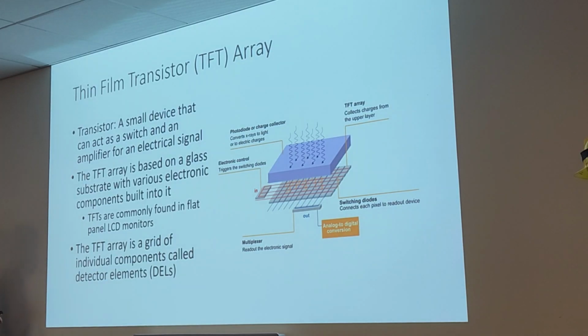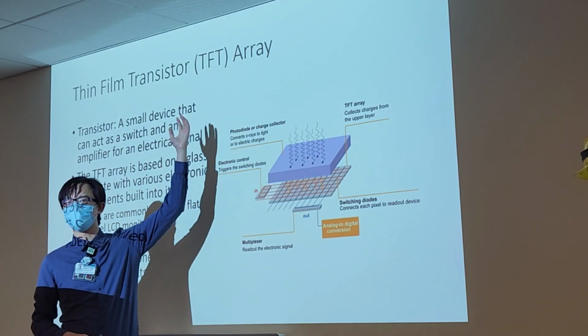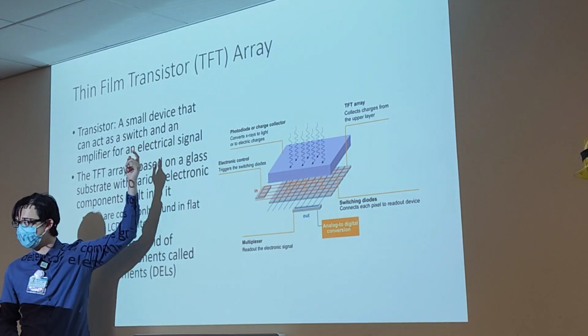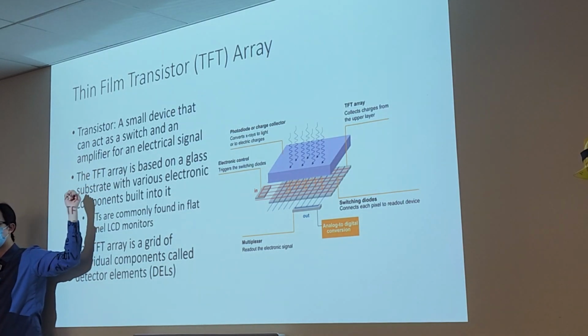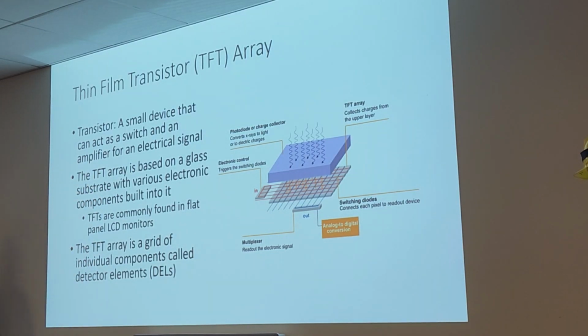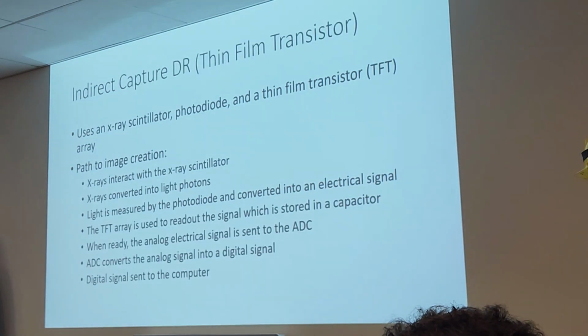Be nice to them. Okay, so TFT array. The signal comes in from the photodiode. That signal is stored inside the DEL with the capacitor. And so the DEL is the individual square. So this slide doesn't say anything about a capacitor. Here's your capacitor, I see.